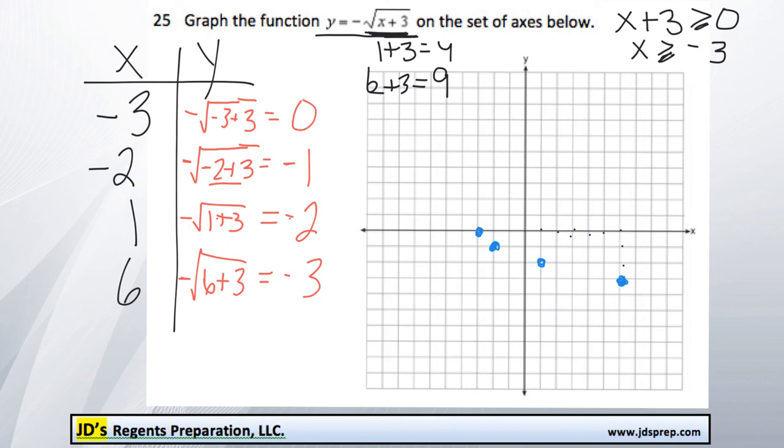We know that with the domain, x must be greater than or equal to negative 3, so we're not going to go any further to the left of that point there. And we can see that this is going to curve like so.